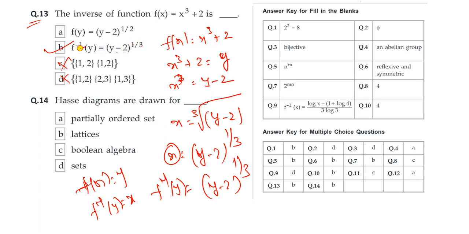Inverse is compulsory. Okay, and next one: Hasse diagrams are drawn for what? For partially ordered sets we draw the Hasse diagrams. So this is not for Boolean algebra, not for sets, so we can eliminate easily. Okay? So this is how we have to do it, right?